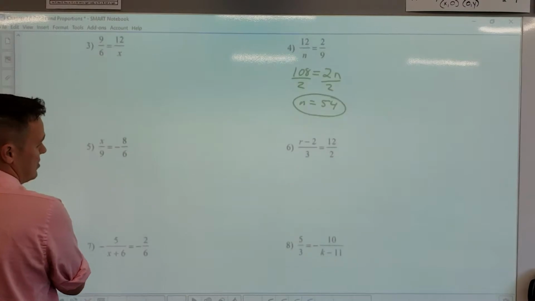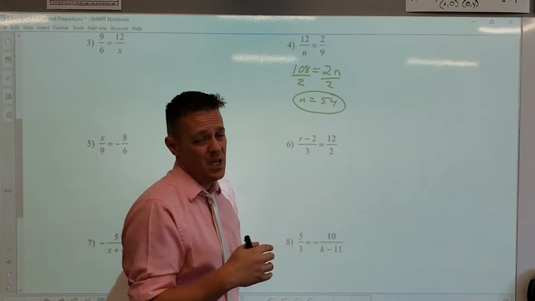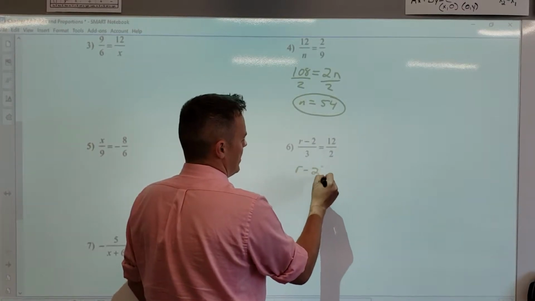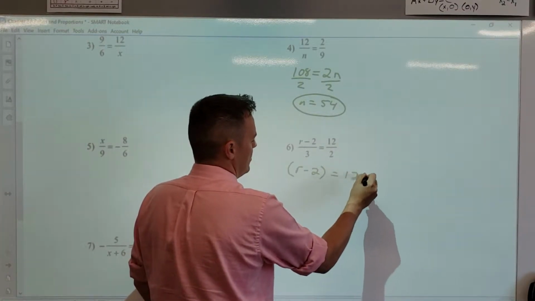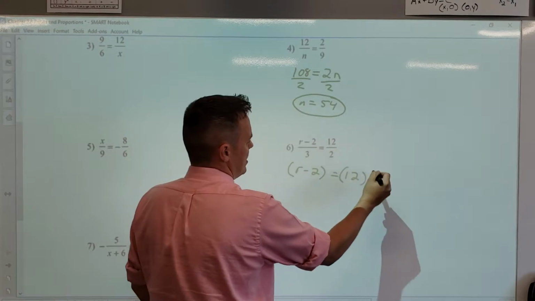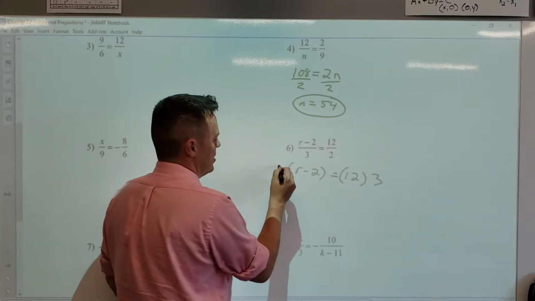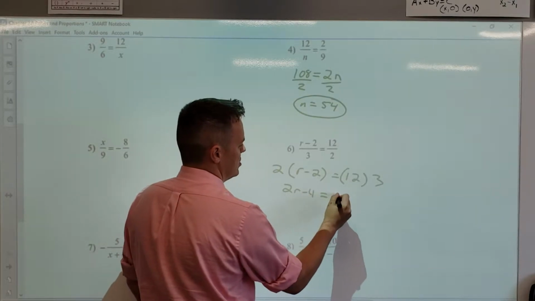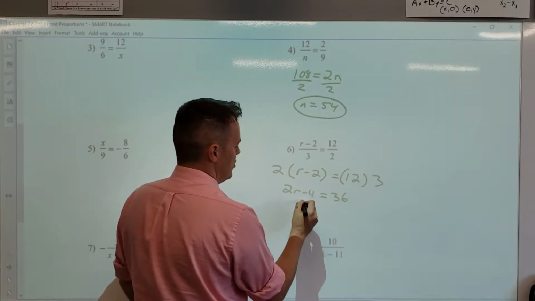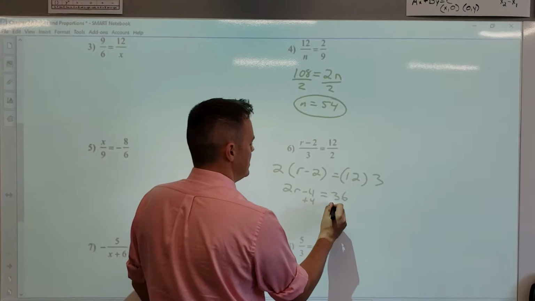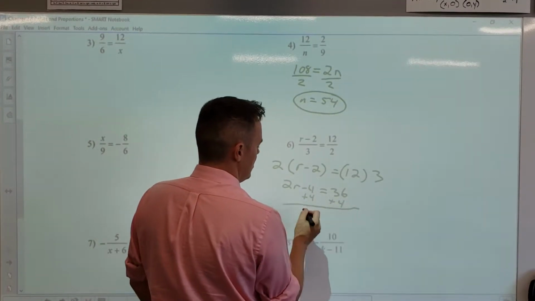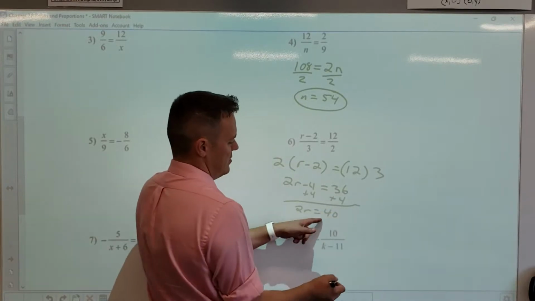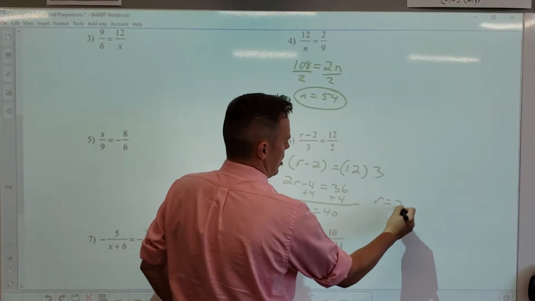6, same thing. Now 6, I'm going to write out one time, and then I'm going to just do the math going forward. So it's the same thing we talked about, r minus 2 equals 12, okay? And then the 3 goes up here, so this is 3. 2 goes over here, so this is 2. 2r minus 4 equals 36. Then you would add 4 to both sides, okay? And when you do that, you get 2r equals 40. Divide that by 2, r equals 20.